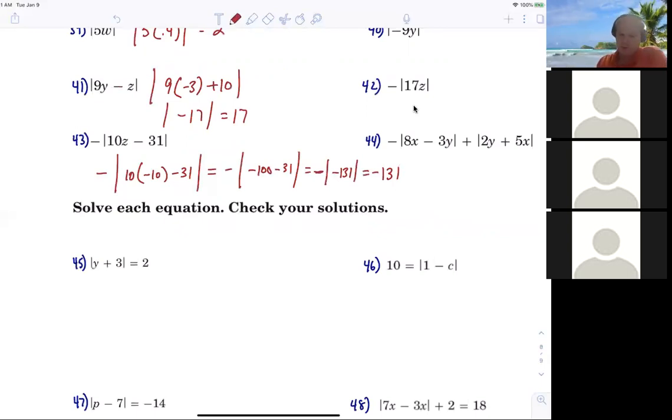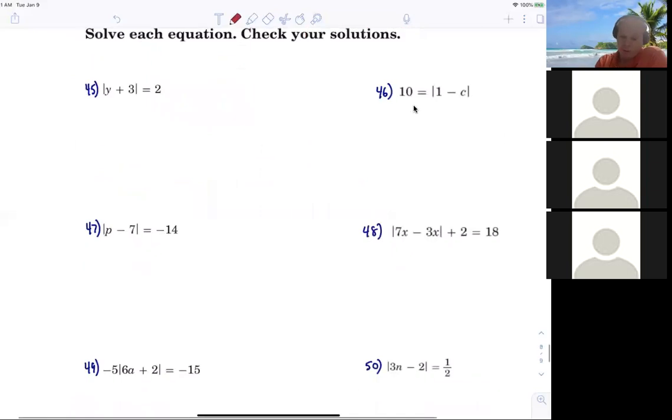Let's look up here at solving equations. Remember, when you solve equations with absolute value, you write it just the way you see it without the absolute value. Then you write it again, but you set it equal to -2. So now when you solve, y is either equal to -1 or y is equal to -5.